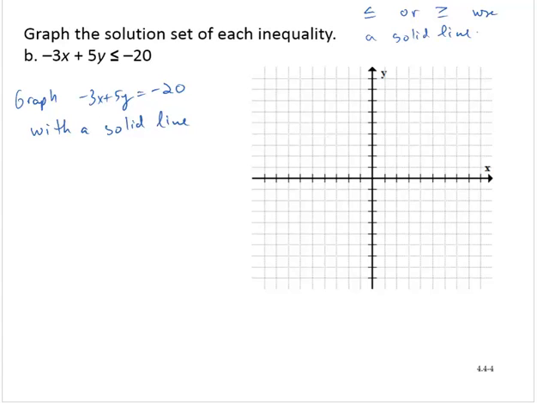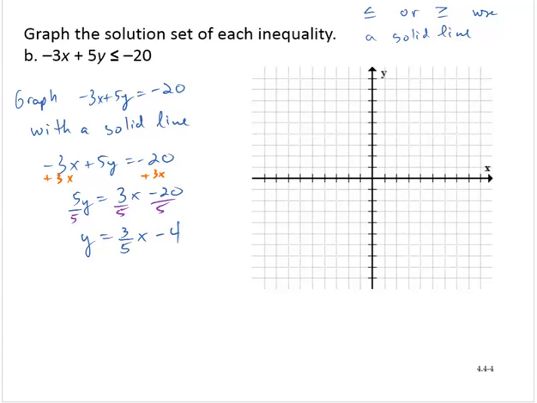Alright, so let's work with that. Negative 3x plus 5y equals negative 20. I'm going to put that in slope-intercept form. So let me first add 3x to both sides. So then 5y is 3x minus 20. And I'll divide through by 5. So then y is 3/5 x minus 4.